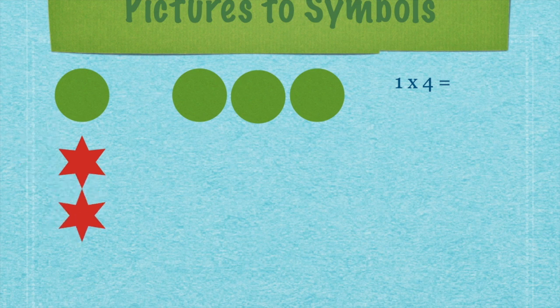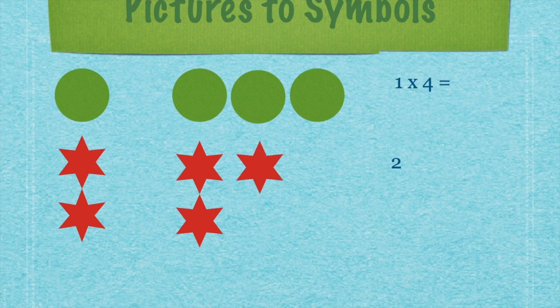And now we get a little trickier. So here I have a group of 2 red stars. Okay? So if I have 2 red stars, how many groups of 2 red stars do I have? Right now I have one group of 2 red stars. Right? That's one group. Okay? And if I go like this, now I have 2 groups of red stars. Right? So I would say 2 times 2 is 4. I have 2 groups of 2.